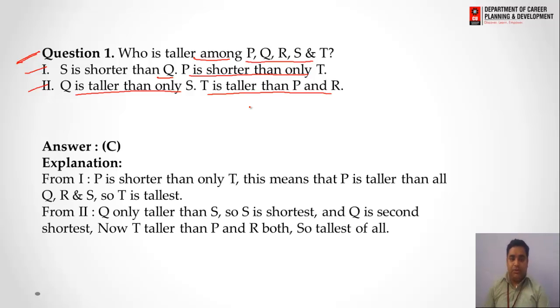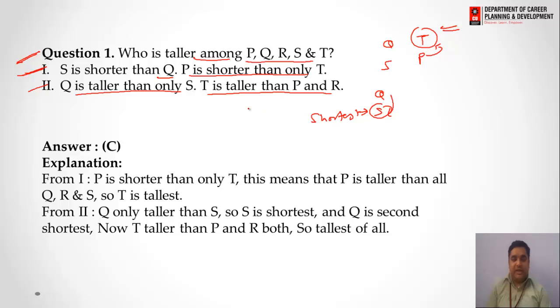Now the solution of the question is option number C. Option C means each statement alone can solve the question individually. As per the first statement, S is shorter than Q and P is shorter than T only. It means above P there is only one person, hence T is the tallest person as per the first statement. In the second statement, Q is taller than S only, that means there is no one after Q except S, meaning S is the shortest person.